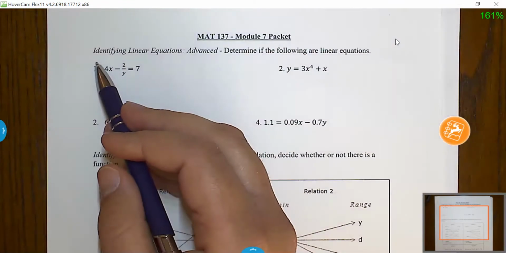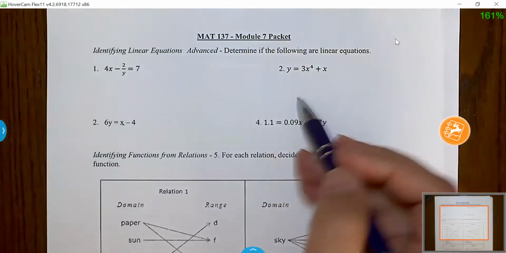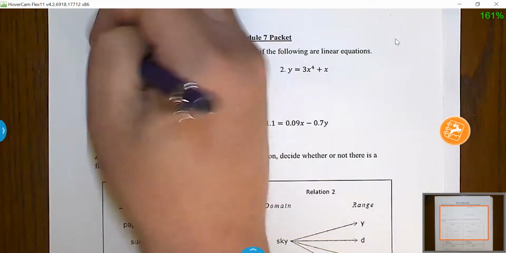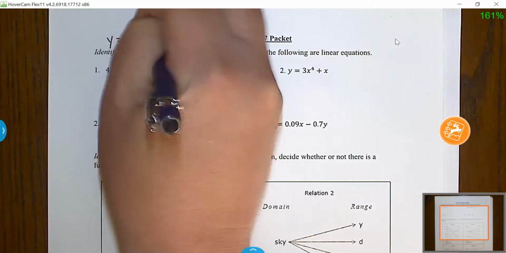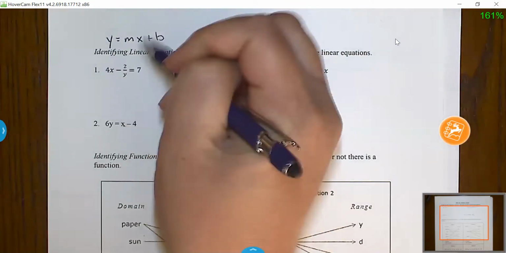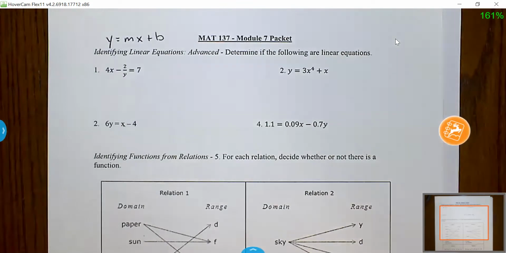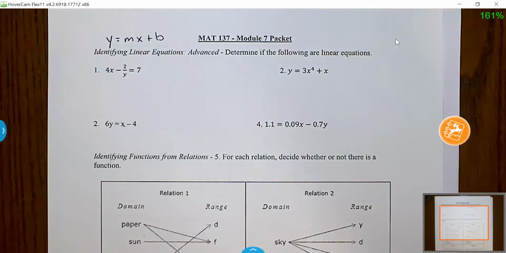So the first topic that we have is identifying linear equations. We have to determine which 4 of these are linear or not. Linear is something we've talked about in the past. We're looking at something that could be in the form of y equals mx plus b. So we're looking for x to be raised to the first power. If x is raised to anything else besides the first power, it is not linear. Also, we're looking for none of our variables to be in the denominator.